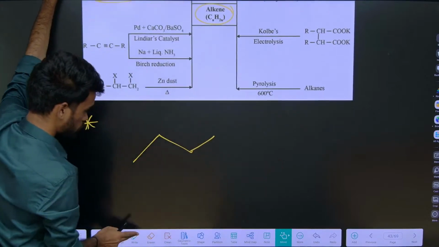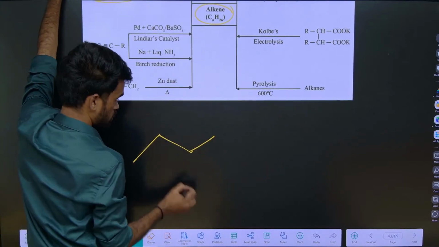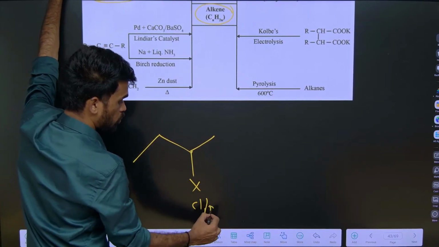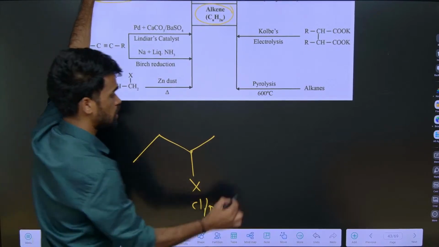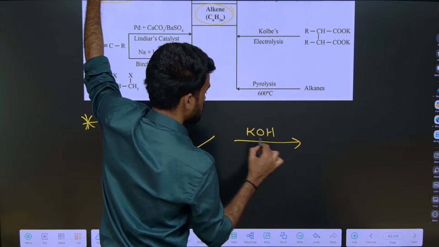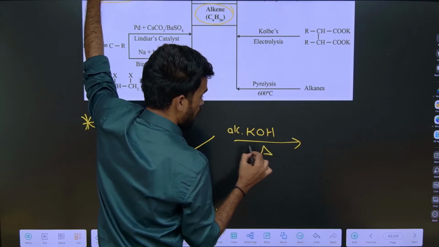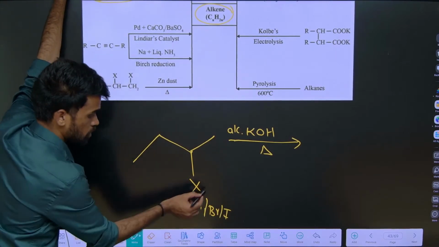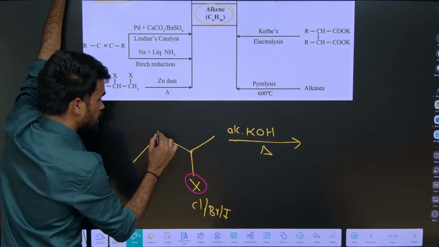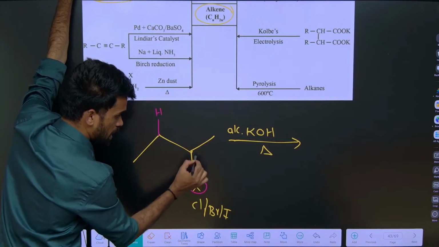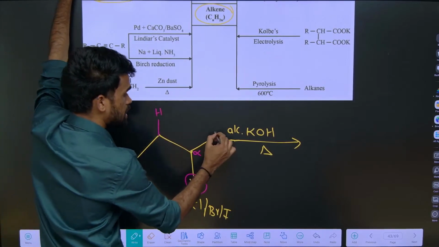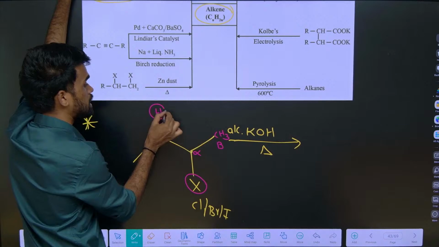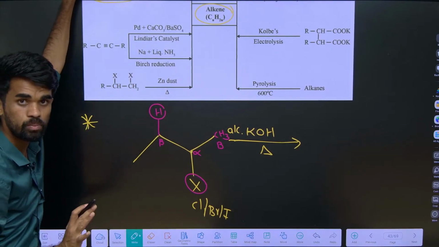Listen here. I am writing R-X, where X is a halogen, let us say chlorine, bromine or iodine. Here I am treating this with KOH. This is not aqueous, this is alcoholic KOH, and heating is also required for this process, because we need to remove a proton. The halogen-attached carbon is the alpha carbon, and the adjacent carbons, this one and this one, are called beta carbons. Hydrogens present on beta carbons are called beta hydrogens. I hope it is clear.